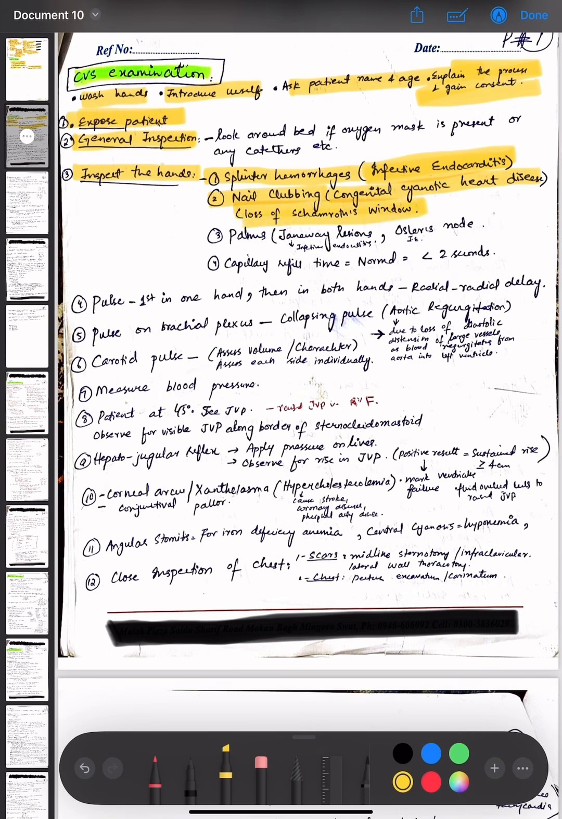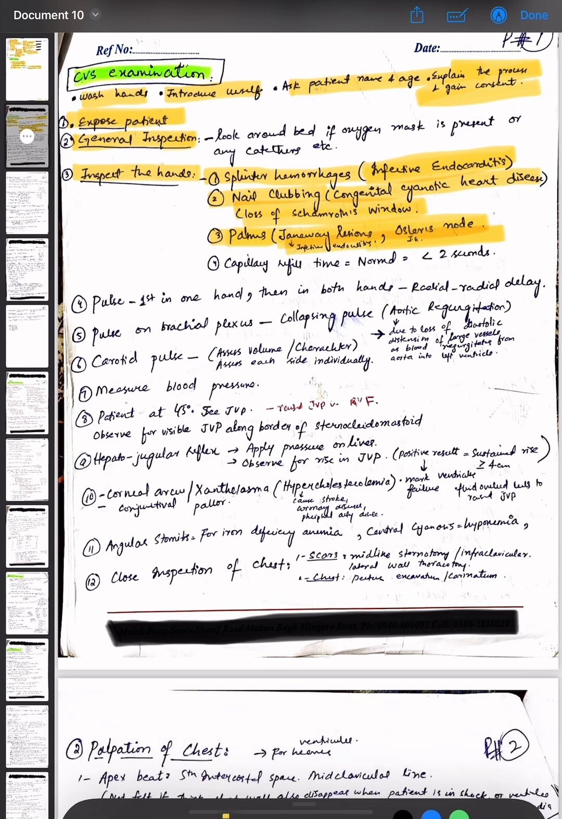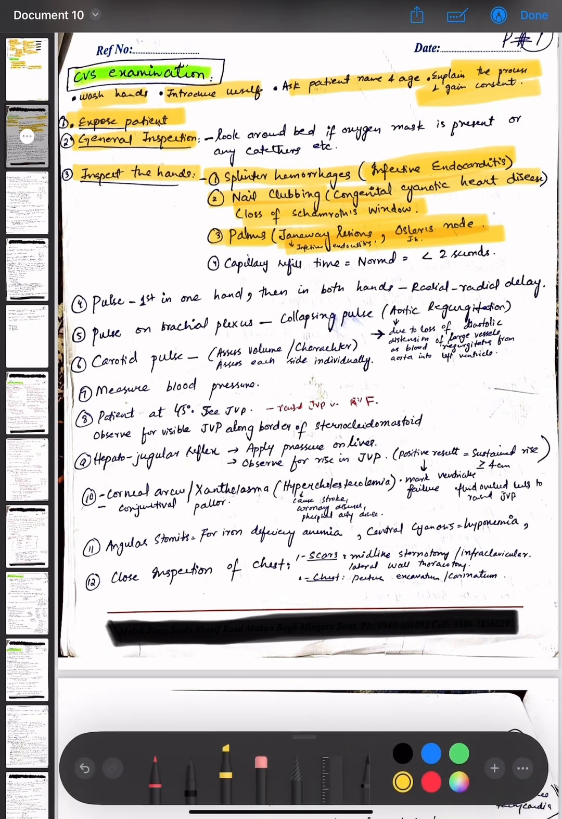Then look for the palms. In the palms, look for Janeway lesions. Janeway lesions are present in infective endocarditis, and look for Osler nodes. Osler nodes are also present in infective endocarditis. If you have no idea about infective endocarditis, then look at the CVS unit, where infective endocarditis and all its symptoms and the appearance on physical examination are covered.